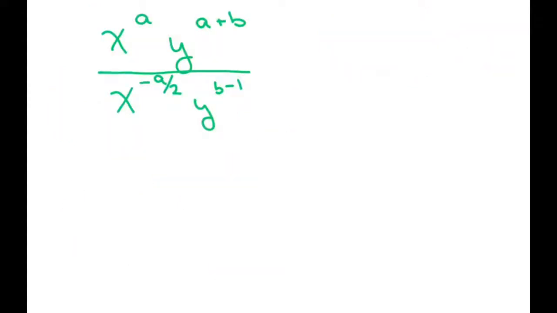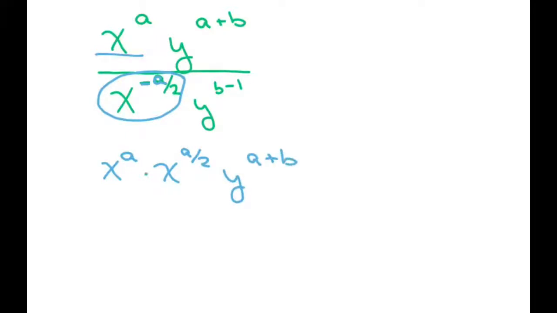So here we go. I'm going to bring this x up. This is an a, so I'm going to write my x to the a, and it's going to be times x. When I move it up, it's negative here, so when you move it up, it's going to be positive. And then I'm going to write my y that I already have in the numerator, and I'm going to move this exponent, this y, up. That's going to be negative because you're using your reciprocal properties, so that's going to be b minus 1 here.